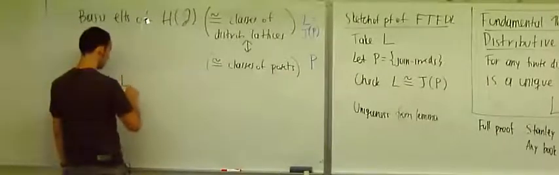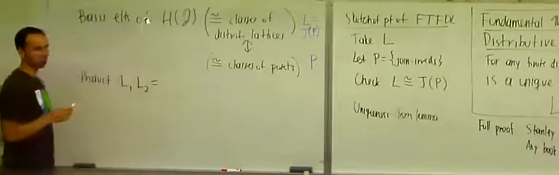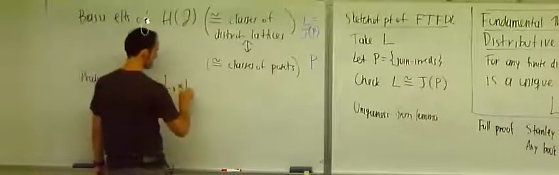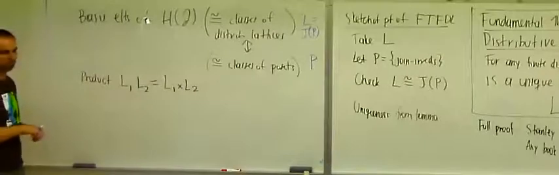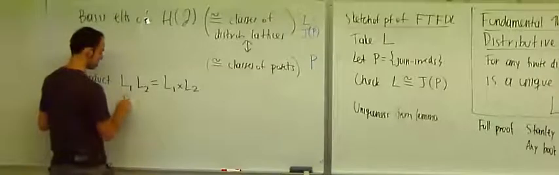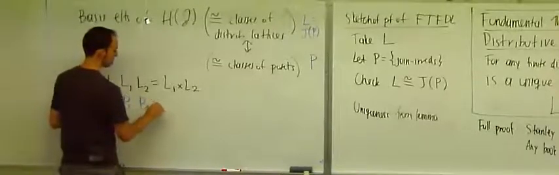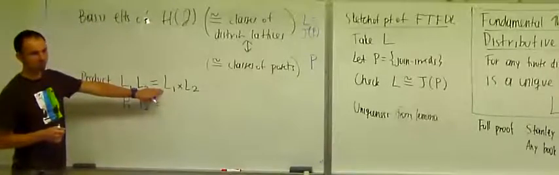Well, if you take two distributive lattices, then the product in the incidence algebra is the direct product. Okay? But what is this at the level of posets? L1 corresponds to a poset P1. L2 corresponds to a poset P2. What is the poset of L1 times L2?